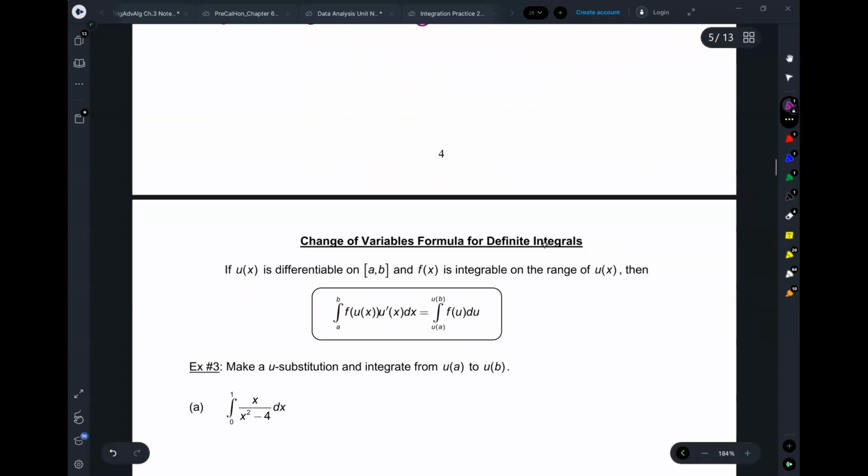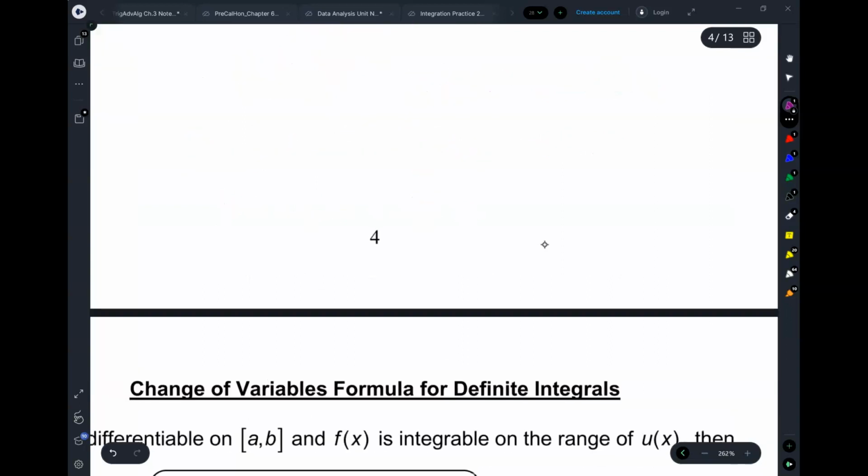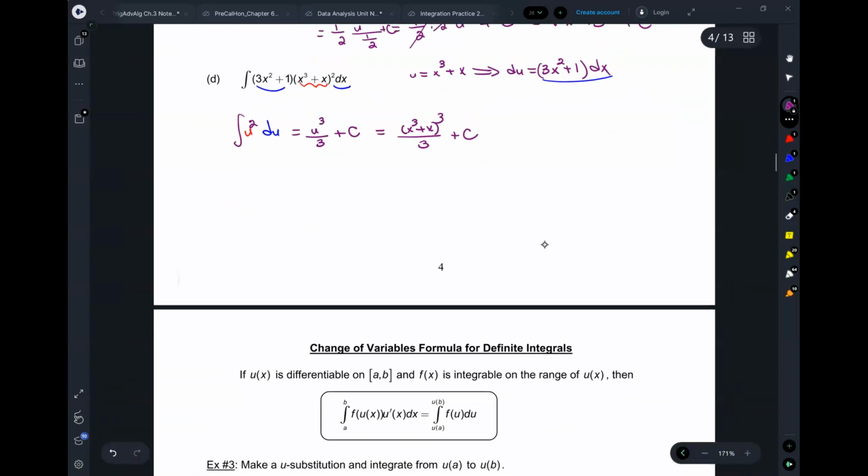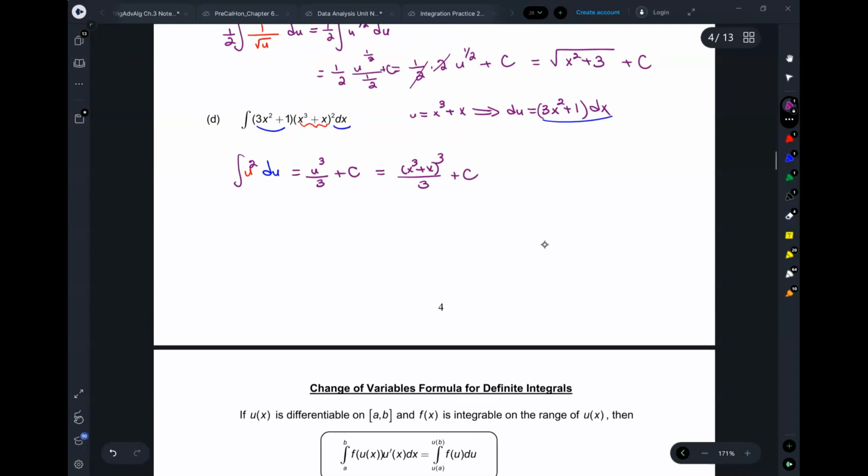Did you not substitute back into the du? I did, yes. So when I put this in here, u squared, then what's left over? This times this. All of this is du. So all of that became du. And then I integrated it, I got that.